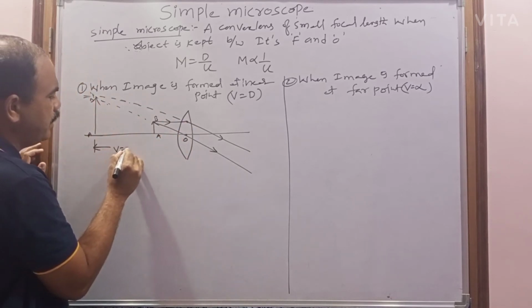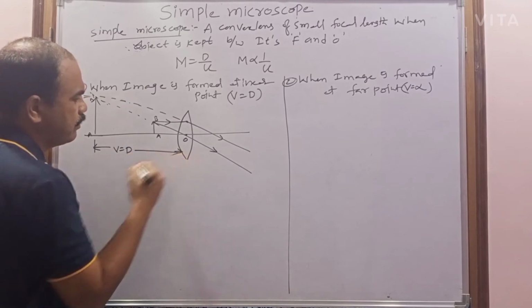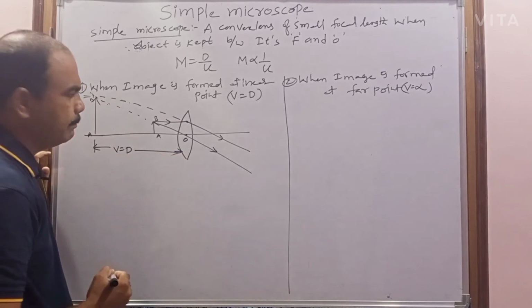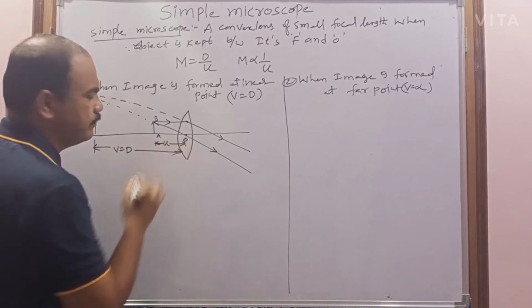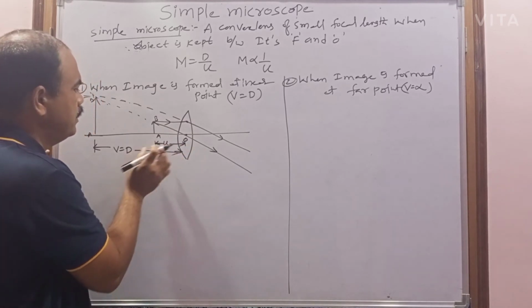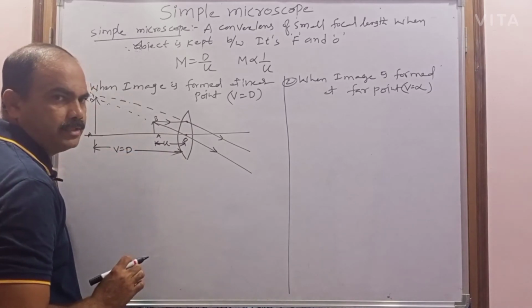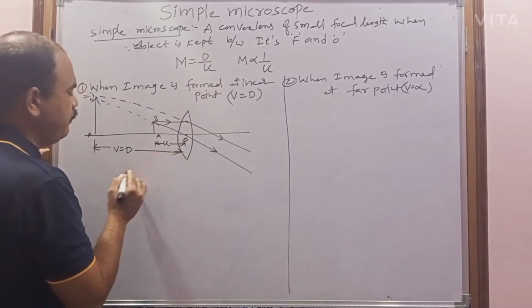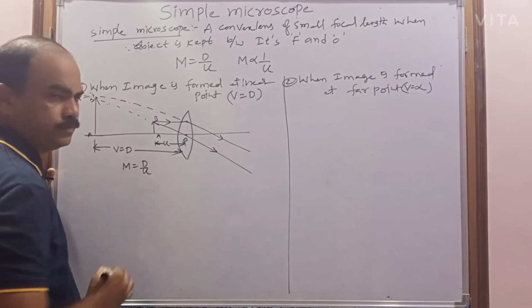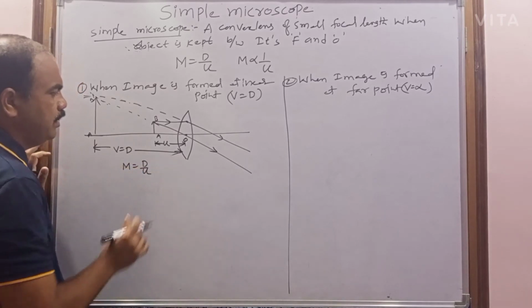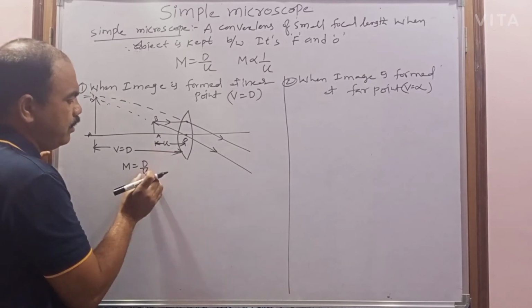Near point is nothing but here v equal to D. Now consider this object distance. So this is object distance u, and this is the image distance. So what is the magnifying power? Magnifying power m is equal to D by u. But here you have to calculate u.